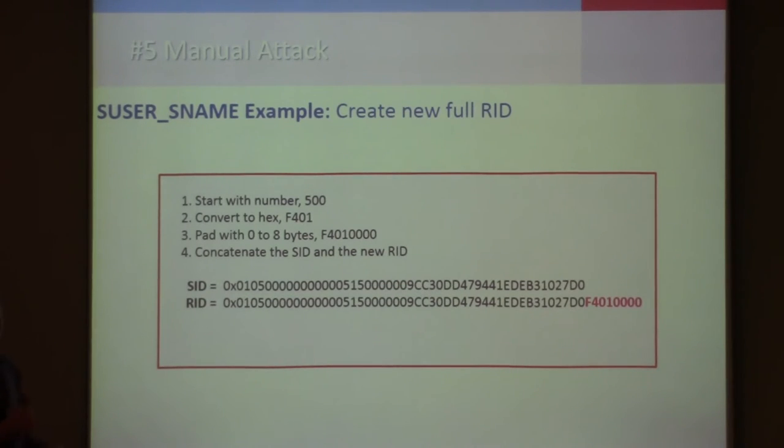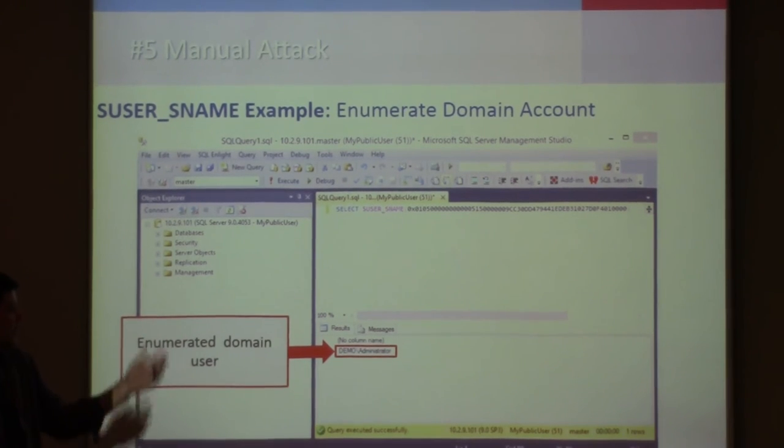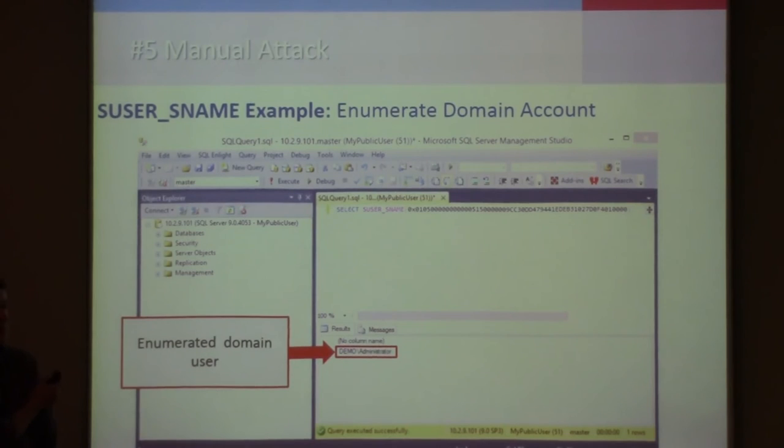Say we start with 500, which I happen to know is the default administrator by default. We convert that to hex, then pad that out to 8 bytes, and then we glue it on the end, just like we saw returned by the other function. Then we can pass that into a different function called SUSER_SNAME, and it actually returns the demo administrator account for us. So we've now enumerated a domain account, possibly via SQL injection, without any knowledge of the account. We basically started from scratch, which is cool.